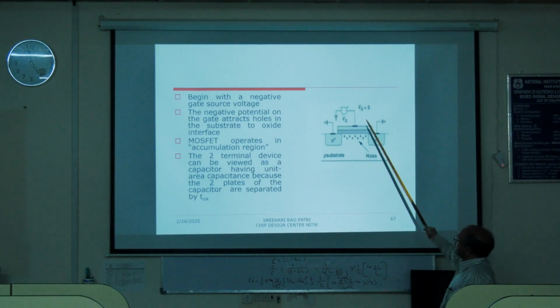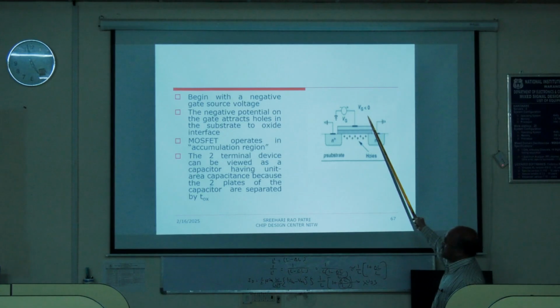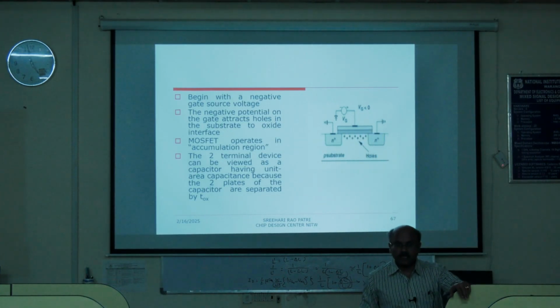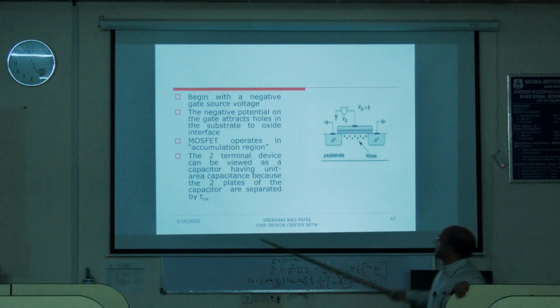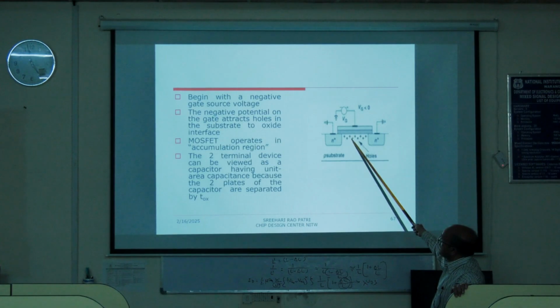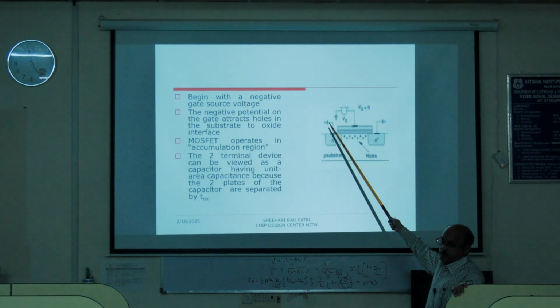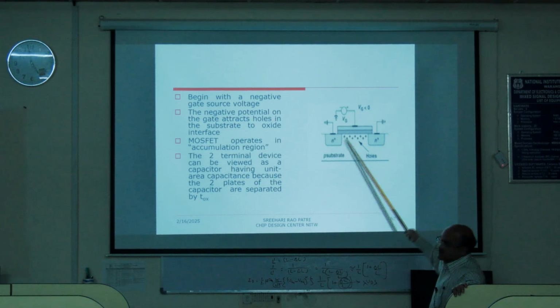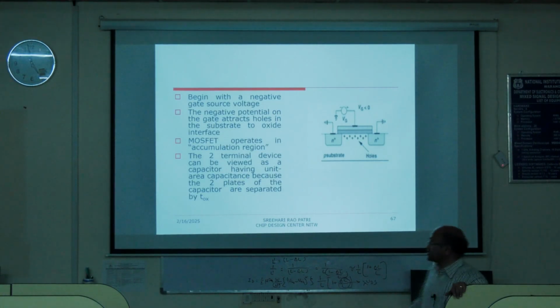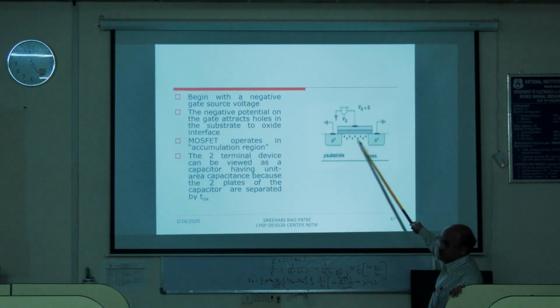Initially, I'll vary the gate voltage with a negative voltage. So the gate voltage is varying negatively, right? When VG is less than 0, a negative voltage is applied, so holes are attracted towards the oxide-silicon interface, right? Therefore this is called the accumulation region.